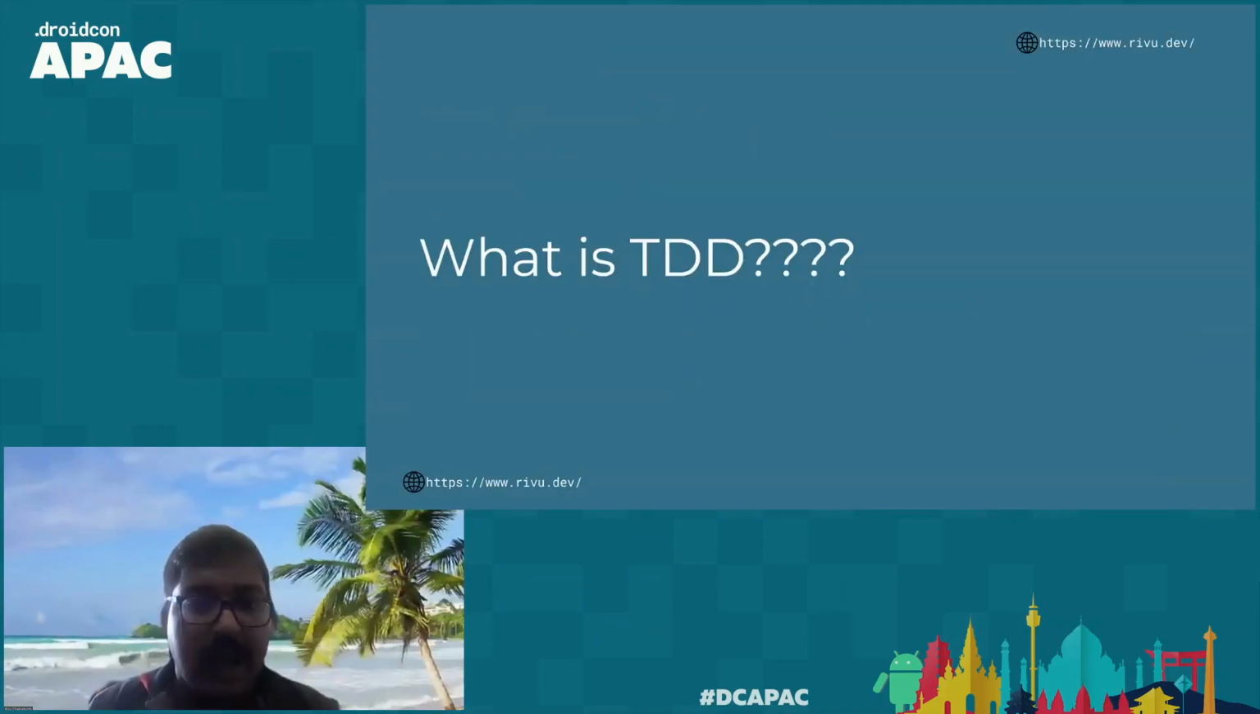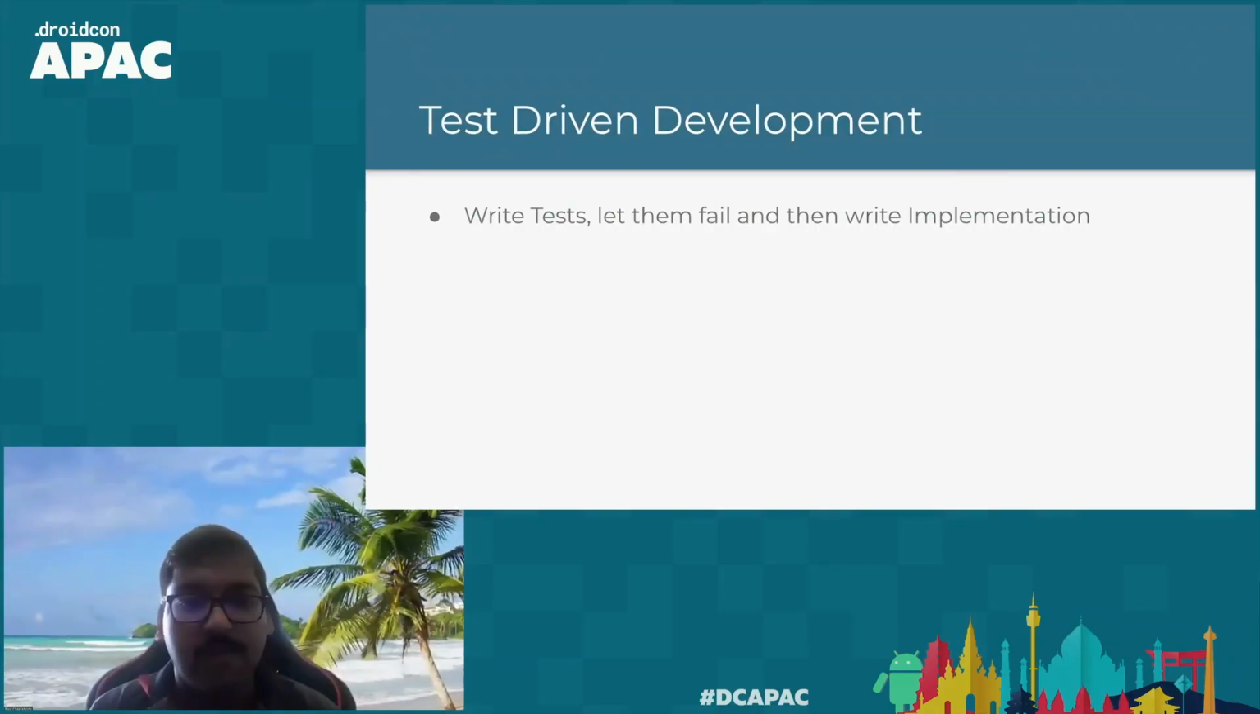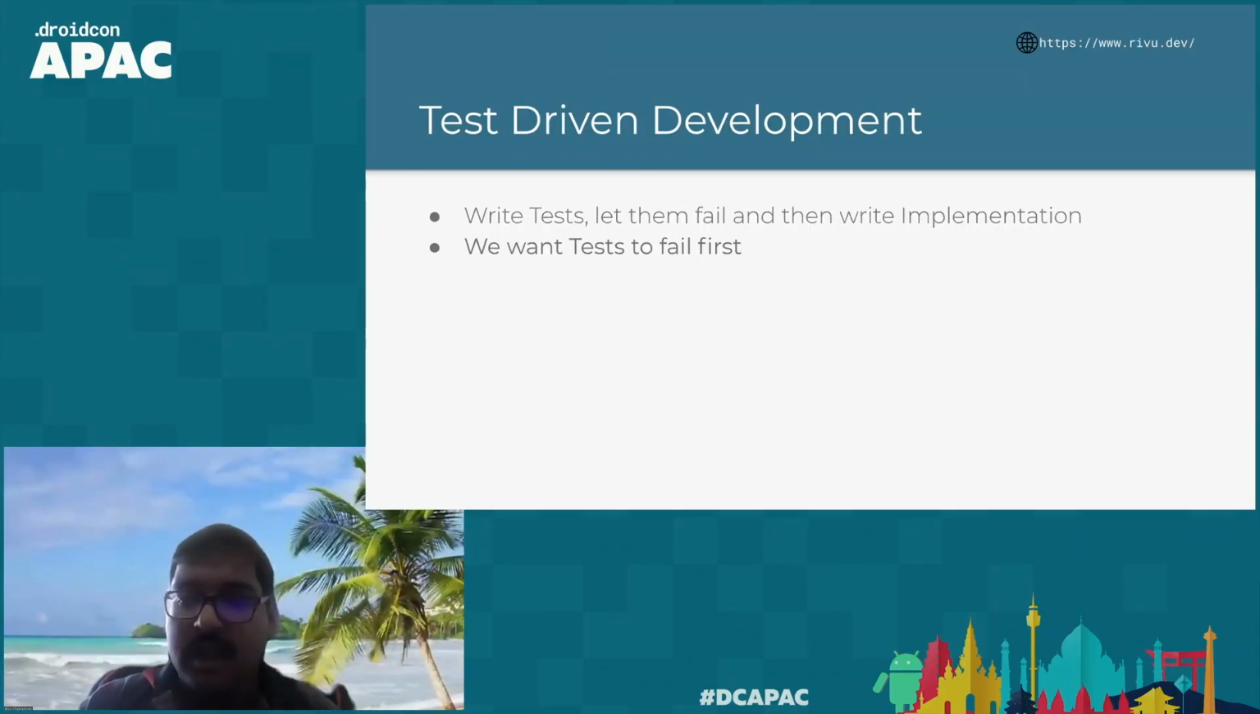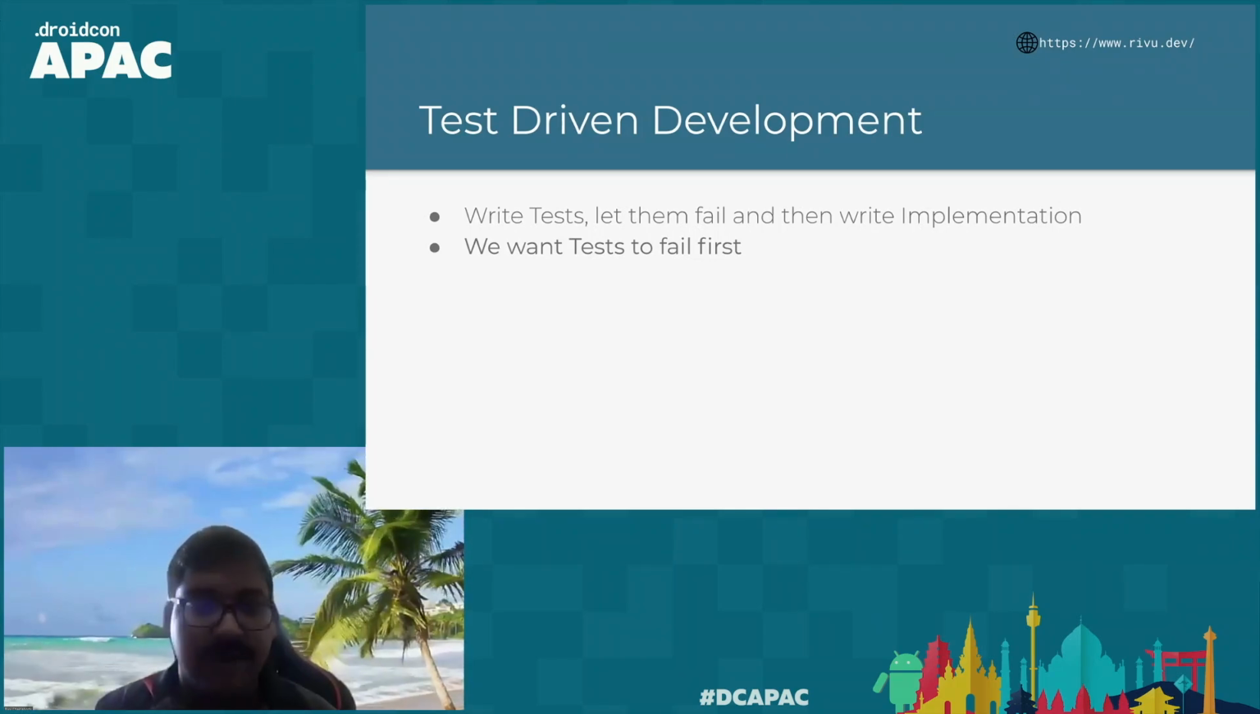Yeah. So what is TDD, right? So TDD is simple. It is test-driven development. You write the test first, let them fail, and write the implementation. It is important to know that we want the test to fail first. That is the goal of TDD.